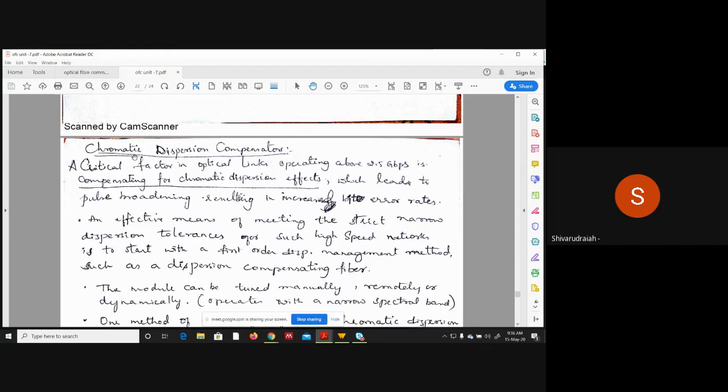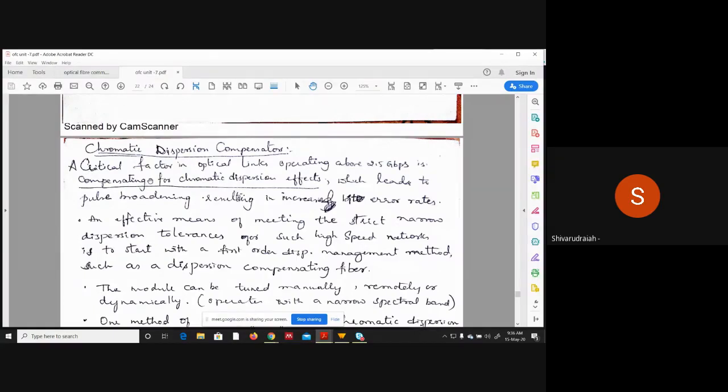So how do we compensate the effect of this chromatic dispersion? We need to design an active device called CDC, that is chromatic dispersion compensator, which will create an effect opposite to that of the chromatic dispersion, so that the pulse broadening can be reduced, right? So that is what CDC is going to do, right?